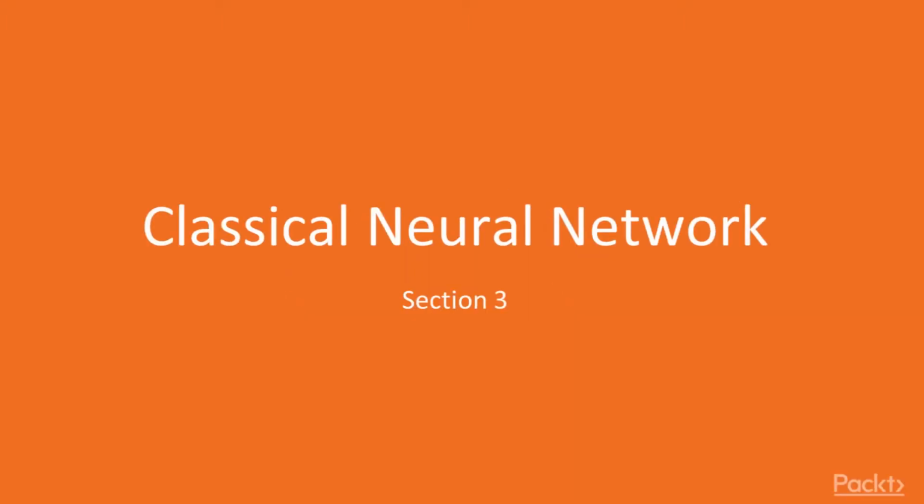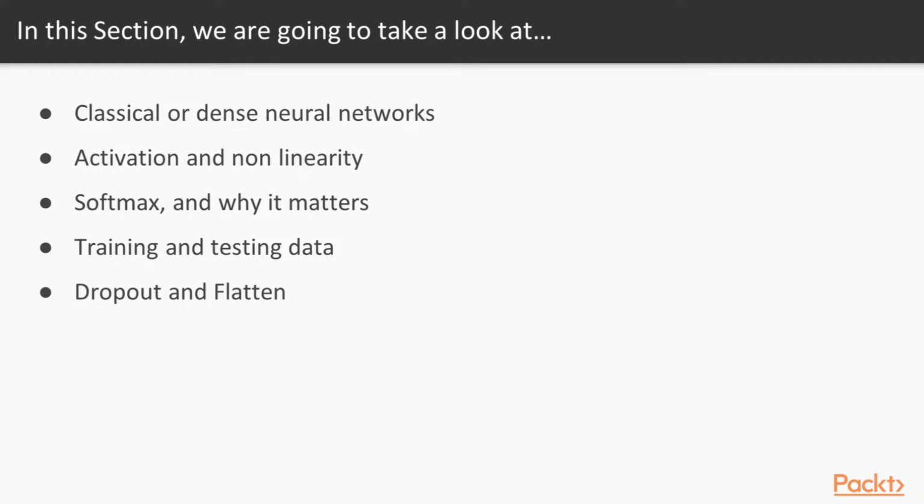Now that we've prepared our image data, it's time to take what we've learned and use it to build a classical or dense neural network. In this section, there's a lot of material to cover. First, we'll look at classic or dense neural networks and their structure. And then we'll talk about activation functions and nonlinearity. And when we go to actually classify, there's another piece of math, the softmax, and we'll discuss why that matters.